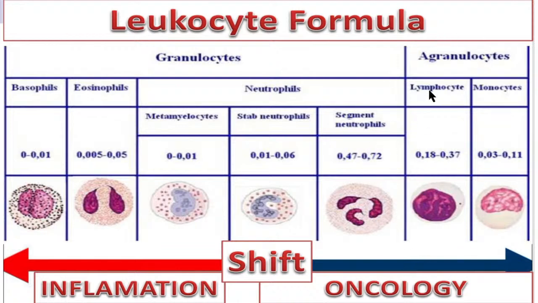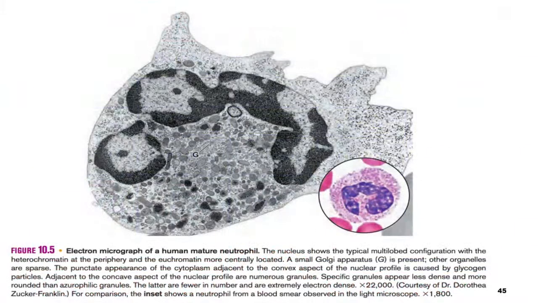Agranulocytes: ordinary lymphocytes 18 to 37%, and monocytes 3 to 11%. In this case, if we have a shift to the right, we're talking about an oncological problem, because an increase of monocytes especially, and lymphocytes, shows the activation of the immune system after the oncological problem.